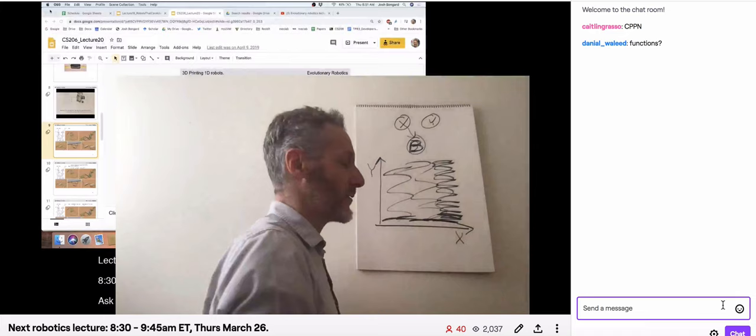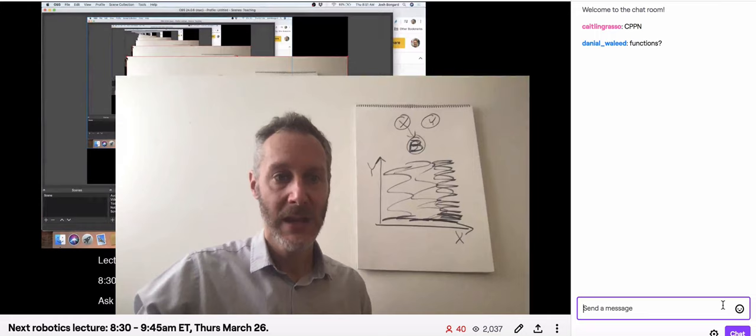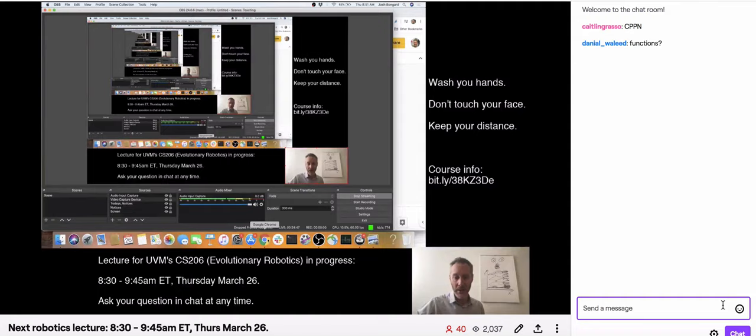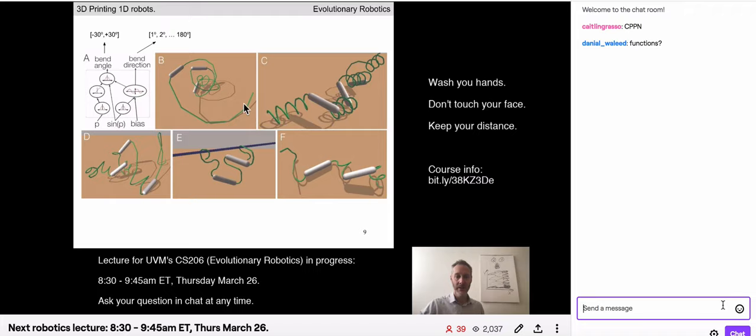What we're seeing now is not painting a pattern inside a two-dimensional space. We talked about painting patterns inside a three-dimensional space as well. Instead, we're going to be painting a pattern across a one-dimensional space, which is the length of the 1D robot. So what they're feeding in here is P, the position along the length of the robot. So this might be P equals 1, 2, 3, 4, 5, 6, 7, 8, and all the way along the length of the robot.